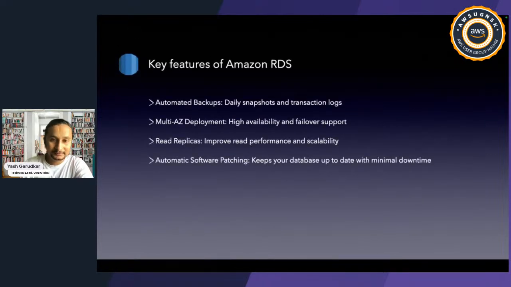Now let's take a look at the key features of Amazon RDS. Amazon RDS is a relational database service. So it takes automated backups, daily snapshots, and transaction logs. Multi-AZ deployment, which is high availability and failover support. So it is highly available throughout all the available AZs, the regions of AWS, that is, and failover support. Whenever there is a database failure, Amazon provides you a lot of support in that aspect, which helps you get back up and running in a very small amount of time.